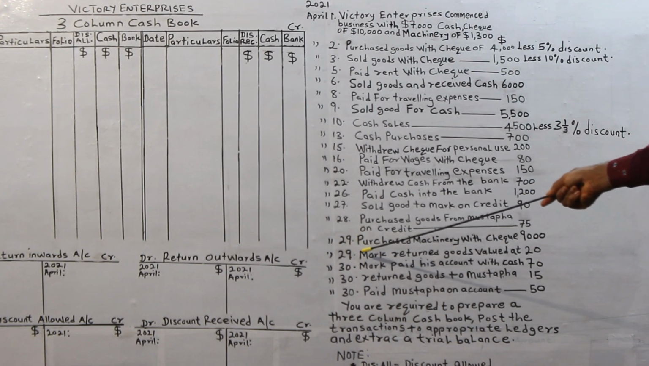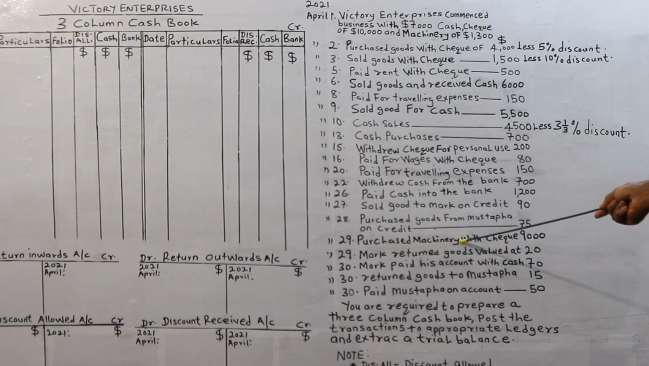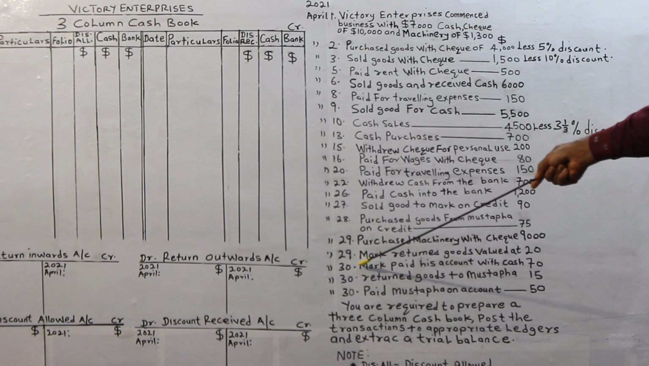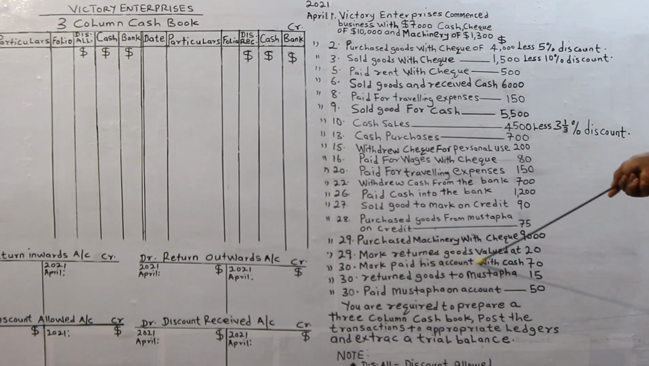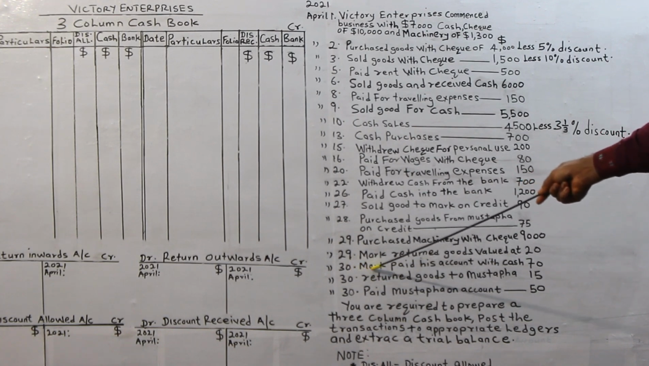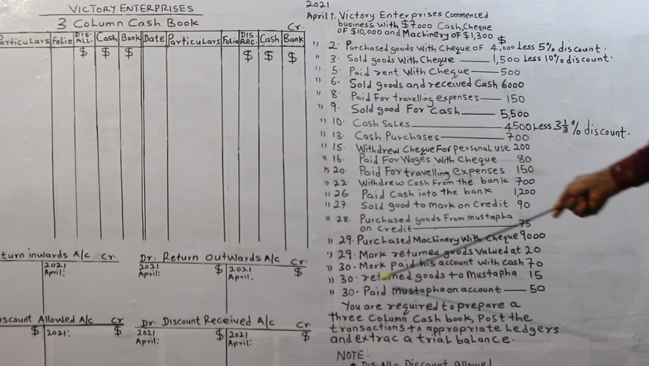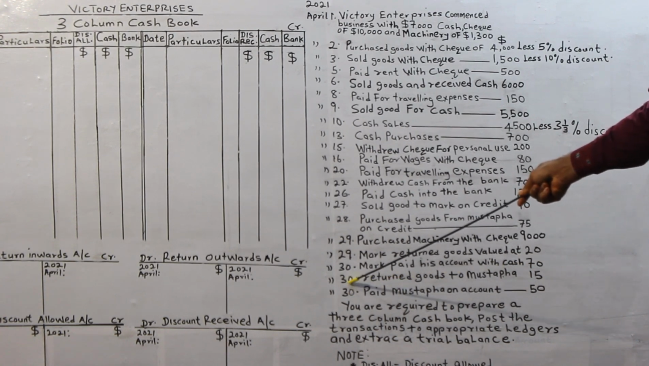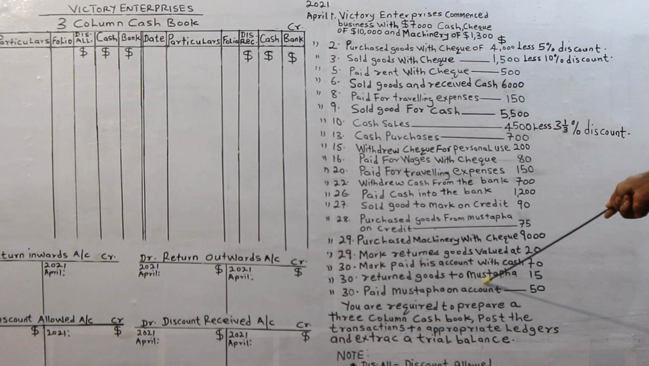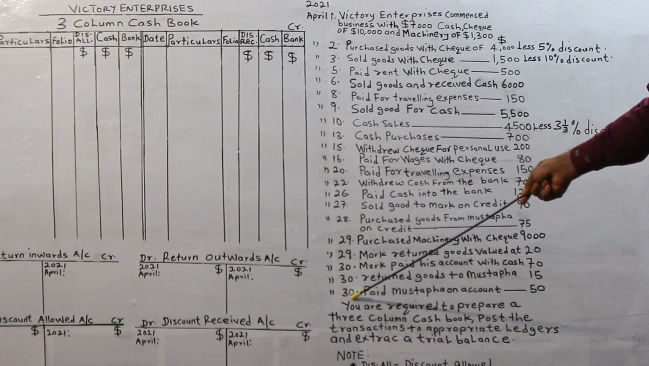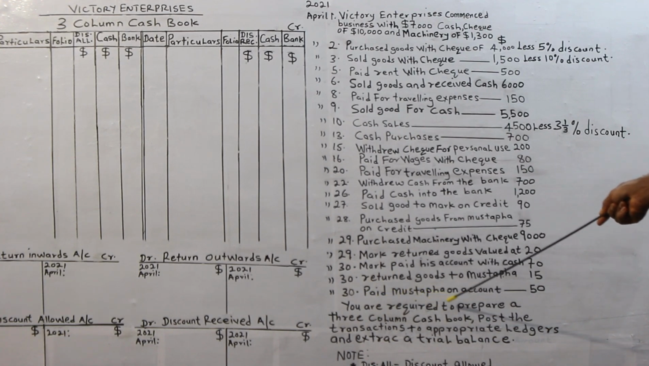April 29th, purchased machinery with check $9,000. April 29th again, Mark returned goods valued at $20. April 30th, Mark paid his account with cash $70. April 30th again, returned goods to Mustafa $15. Finally, April 30th again, paid Mustafa on account $50.